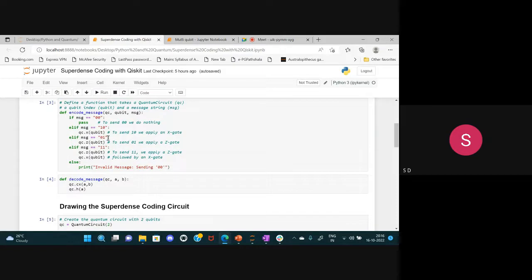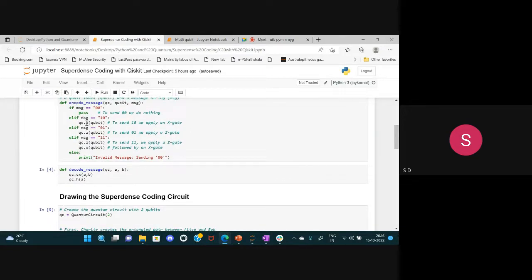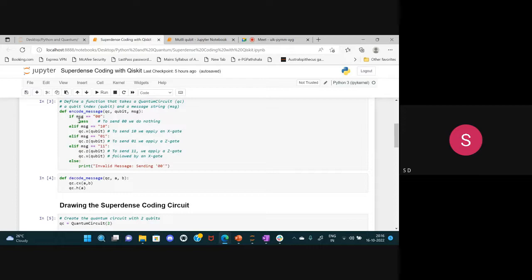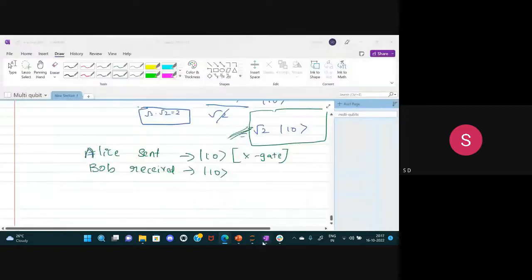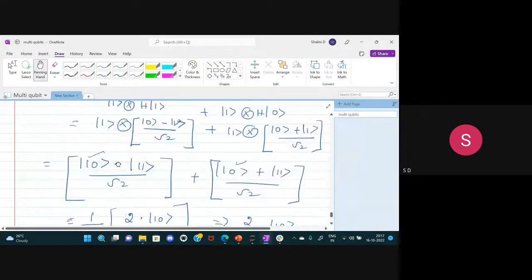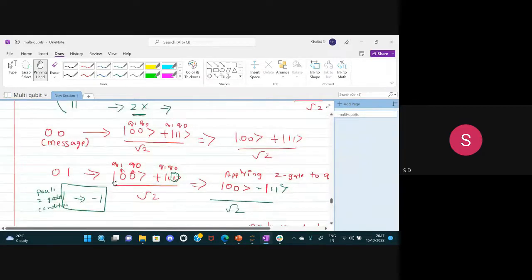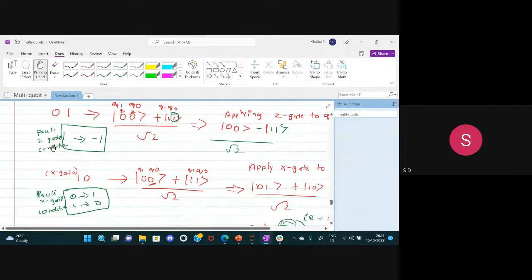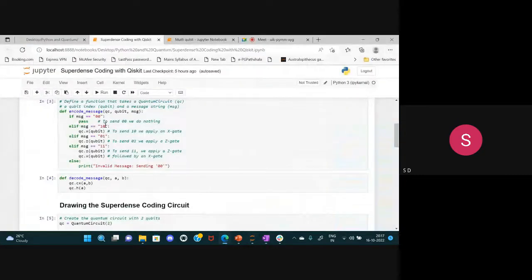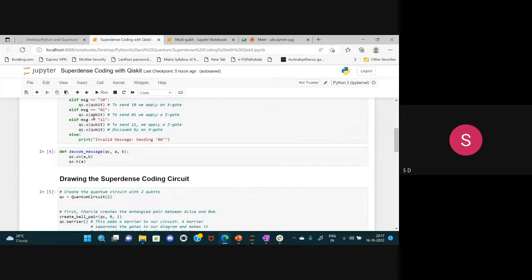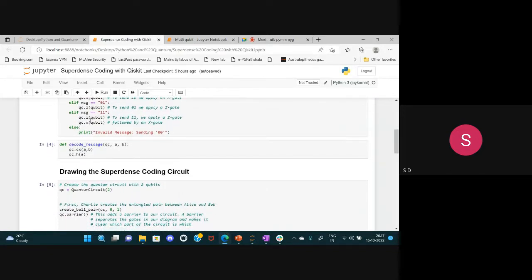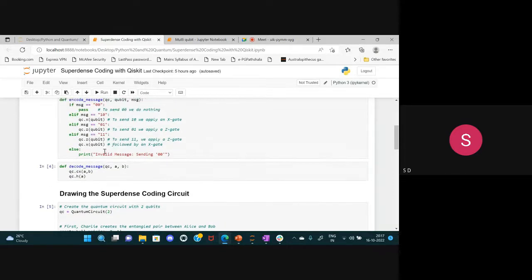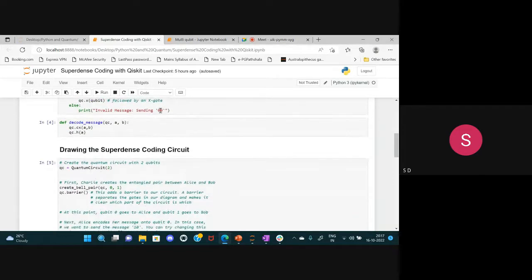Elif and if else, these are very easy. And then we are giving conditions. If elif message equal to 10, then we need to apply X gate. We have just solved all these things. Okay, 10 means you are applying X gate. 01 means you're applying Z gate. Okay, so 10 means X gate, and if you're sending 01, then you have to apply Z gate. And 11 means you're applying Z and X gate both. If you don't see any message, it will be invalid. Sending 00, it's very self-explanatory.